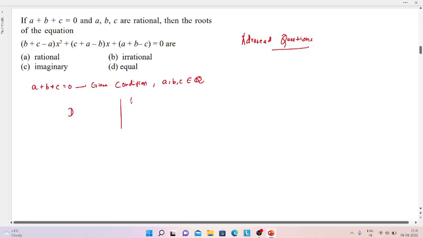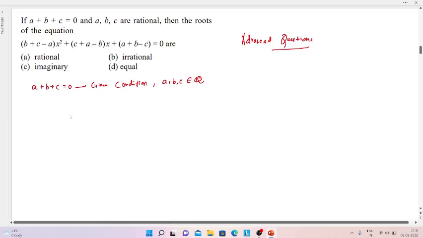Why? Because if d can be written as a perfect square, then the roots will become rational. If d equals 0, then they will be equal. If d isn't a perfect square, but d is a positive number, then the roots will become irrational numbers. If d is less than 0, then the roots will become imaginary numbers. I have already discussed those things, right? So I don't have to spend a lot of time on this.